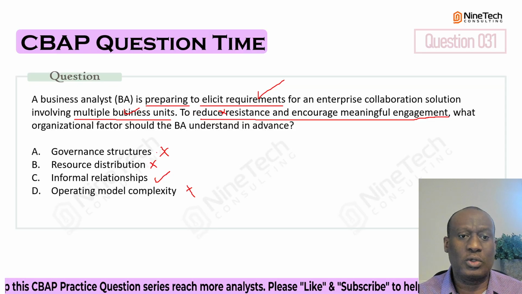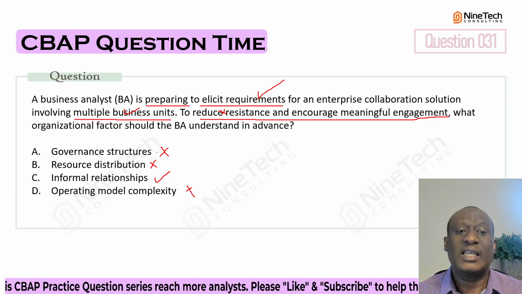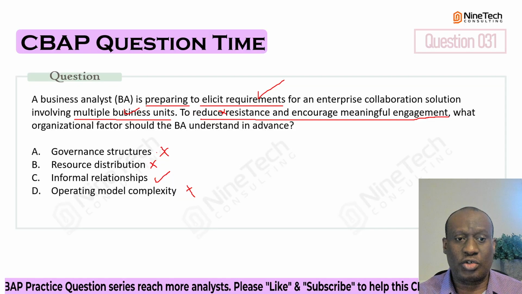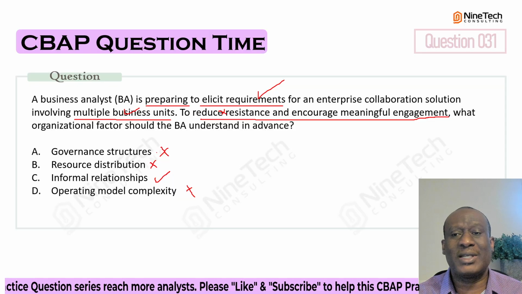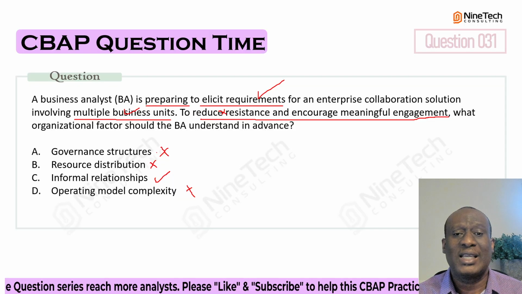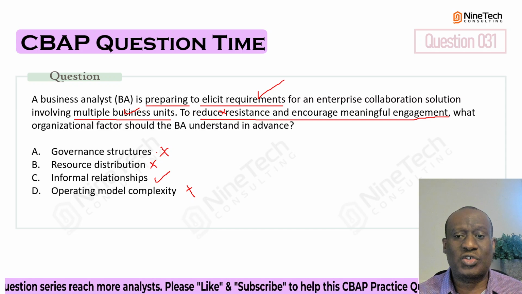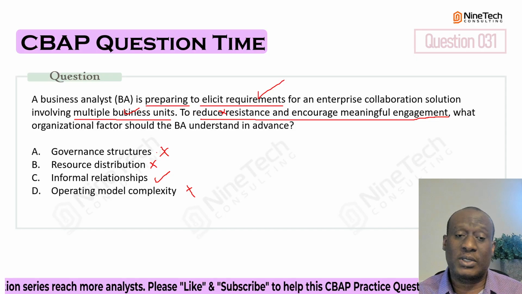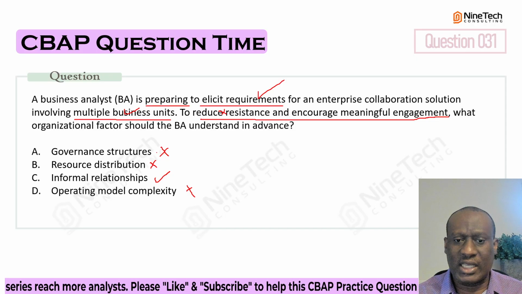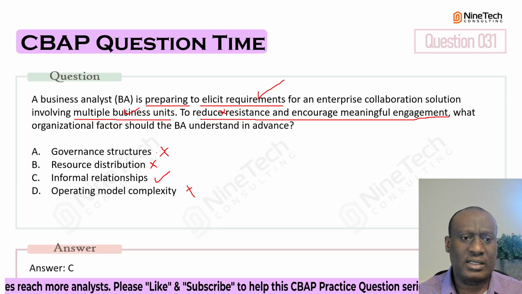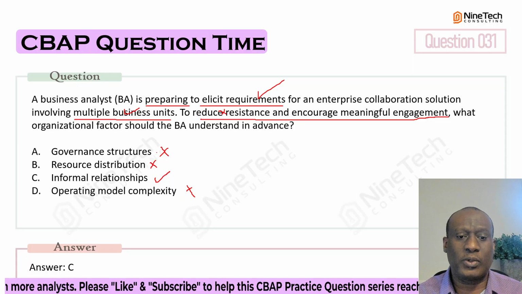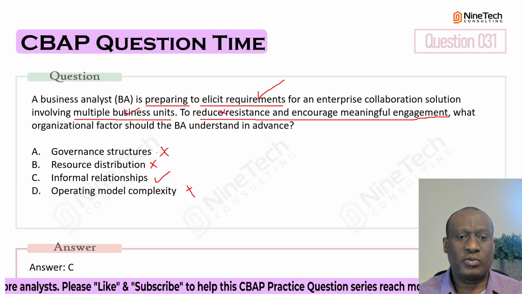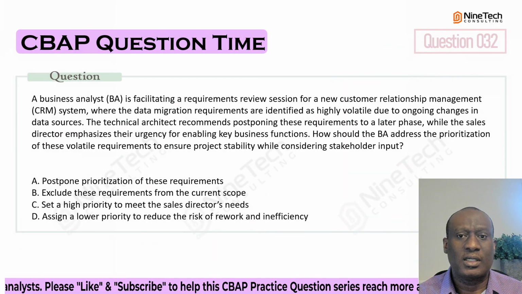For option A, I will also say no. So the right answer is informal relationships. And the reason, like I said before, is that informal relationships determine stakeholders' behavior, communication, and how much they are willing to adopt the solution. So I hope you got that, but let's see what the answer is. Yes, the answer is C. Awesome. Informal relationship. So I hope you got that answer. So let's move to the next question.